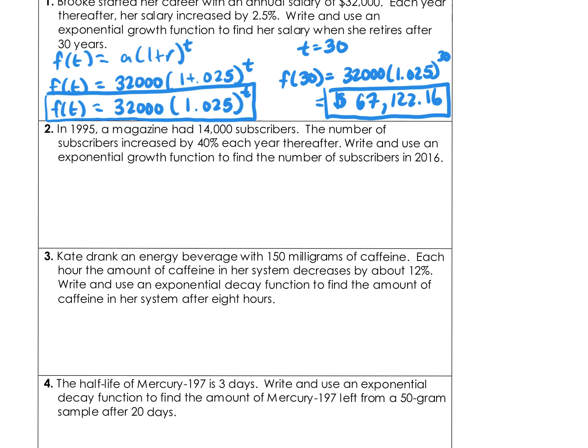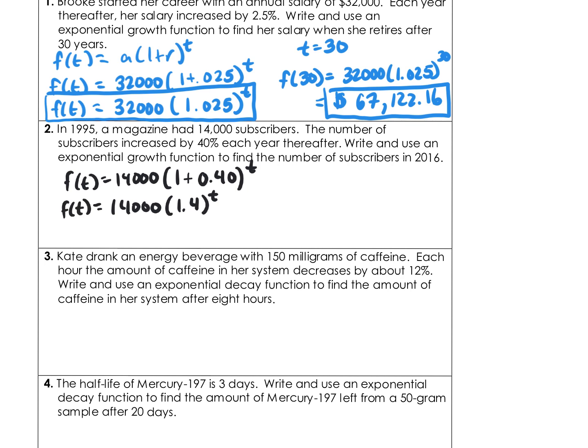So we look at this next one. It says a magazine in 1995 had 14,000 subscribers. The number has increased by 40% each year. How many subscribers in 2016? So again, we're growing. So f of t, we're going to start with 14,000. Our growth rate in this case is 40%, so that's 1 plus 0.4 to the t. Quite a quick growth rate. And of course, you could put those together. That's no problem. You can make this 14,000 times 1.4 to the t.